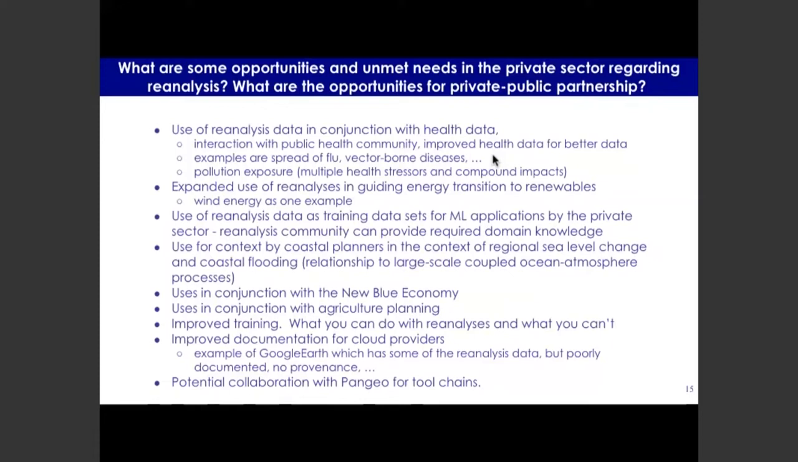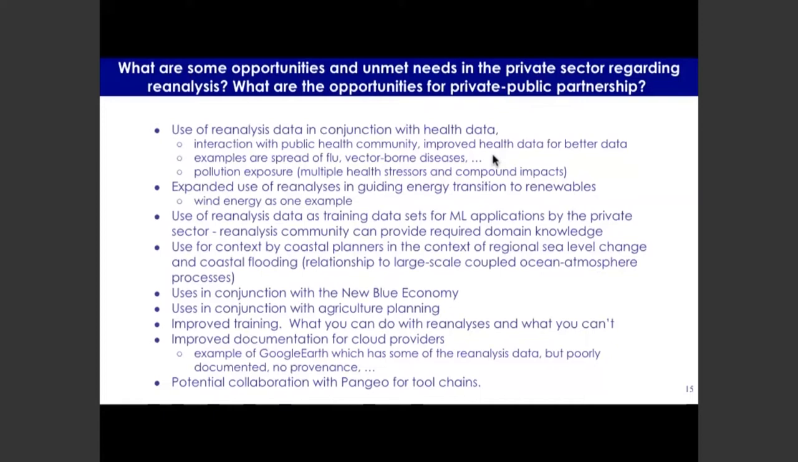So there could be opportunities for joint partnerships that also bring in some of the domain expertise of what these products actually can and maybe cannot be used for. In the context of coastal planning, there's the question about regional sea level change and coastal flooding with regards to large scale coupled atmosphere ocean circulation changes, and getting a better understanding to coastal planners of what the climatological contexts are, what interannual variability is, and again, the use of the reanalysis products for that.